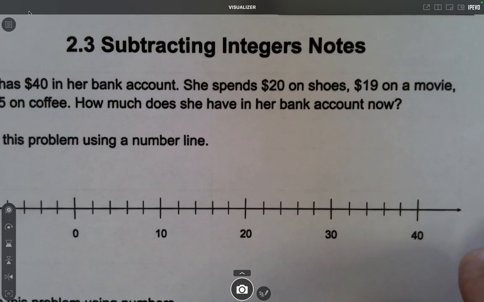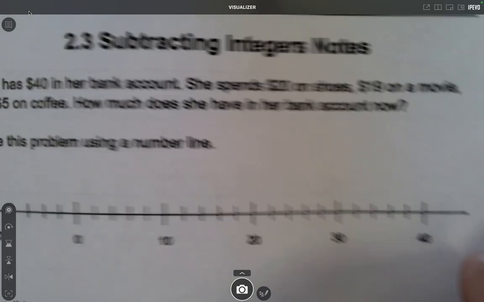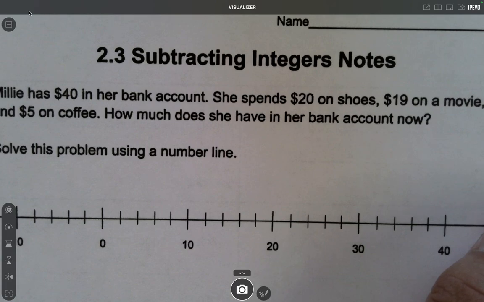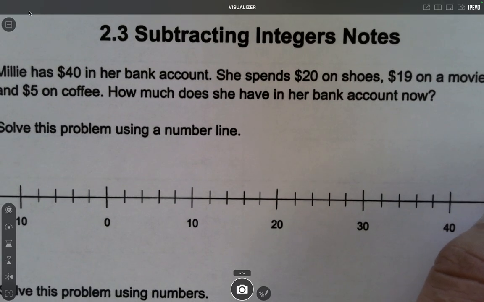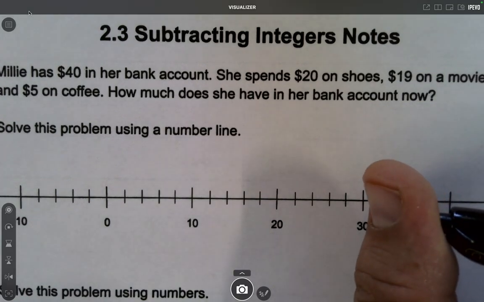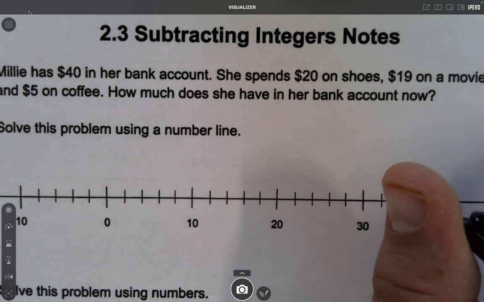Now we're going to talk about subtracting integers. Again, you may think, oh, I've been subtracting since I was like 6 years old. That's true, but dealing with negative numbers creates a new level of complexity and, of course, fun to the game.